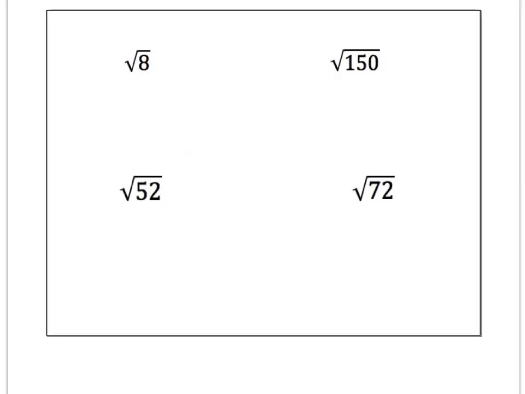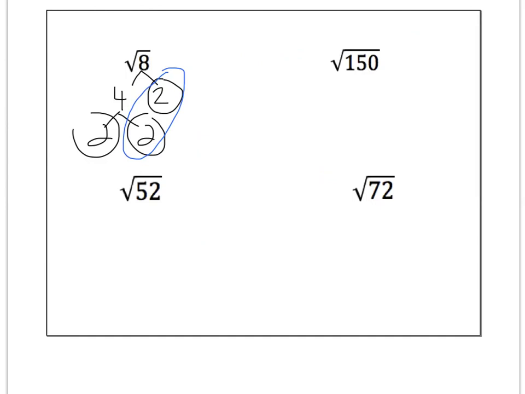So let's try it. Here I've got the square root of 8. I'm going to say, well, 4 times 2 is 8. So 2 is a prime number. And then 4, if I break that down, is 2 times 2. So what I'm going to do is look for pairs of numbers. I have one pair of 2s. So that number goes on the outside, and the other 2 stays inside.